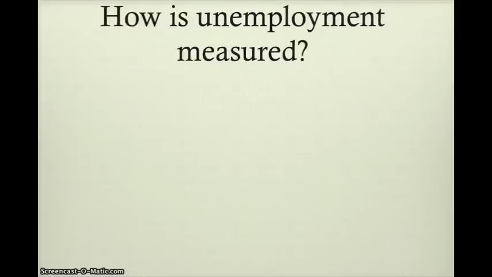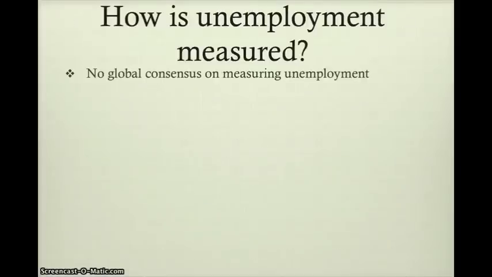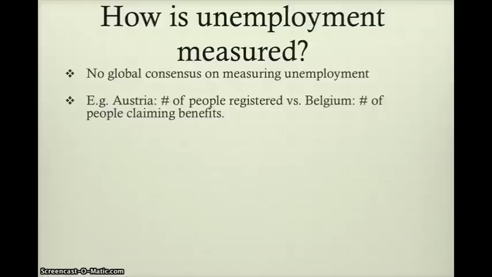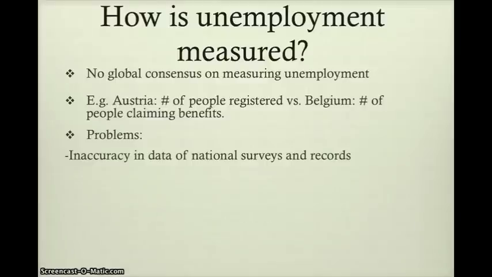So how is unemployment measured? Actually, there's no global consensus on measuring unemployment. For example, in Austria, the number of people registering as unemployed is the number used, whereas in Belgium, the number of people claiming unemployment benefits is used. Clearly, we have some problems with the measuring of unemployment. For example, there could be inaccuracy in data of national surveys and records. Also, we need to consider incentives. For example, why would you register as unemployed in Belgium if there are no unemployment benefits for you to be had?